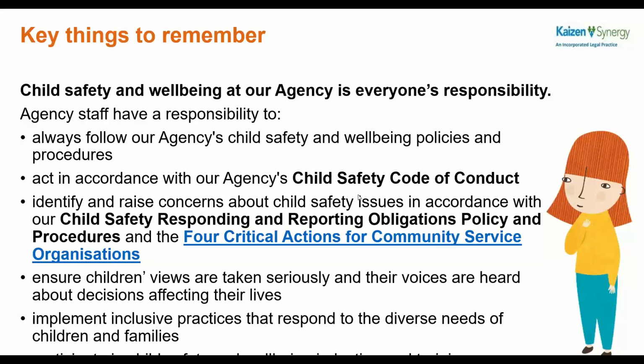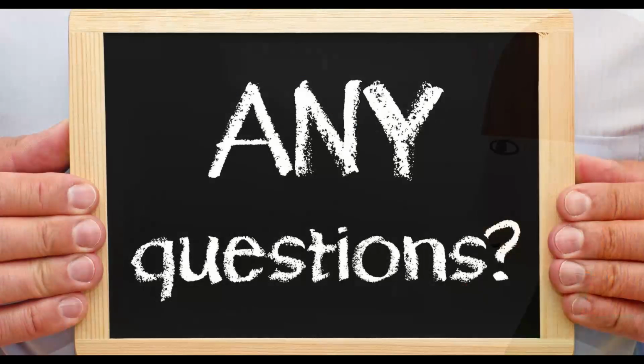Things to remember. Well, agency staff have a responsibility to always follow your agency's child safety and wellbeing policies, act in accordance with your child safety code of conduct, and identify and raise concerns about child abuse as well. It's important that you ensure children's views are taken seriously and their voices are heard about decisions affecting their lives. It's also important that you implement inclusive practices and respond to diverse needs, as well as ensuring that you participate in child safety and wellbeing induction training.